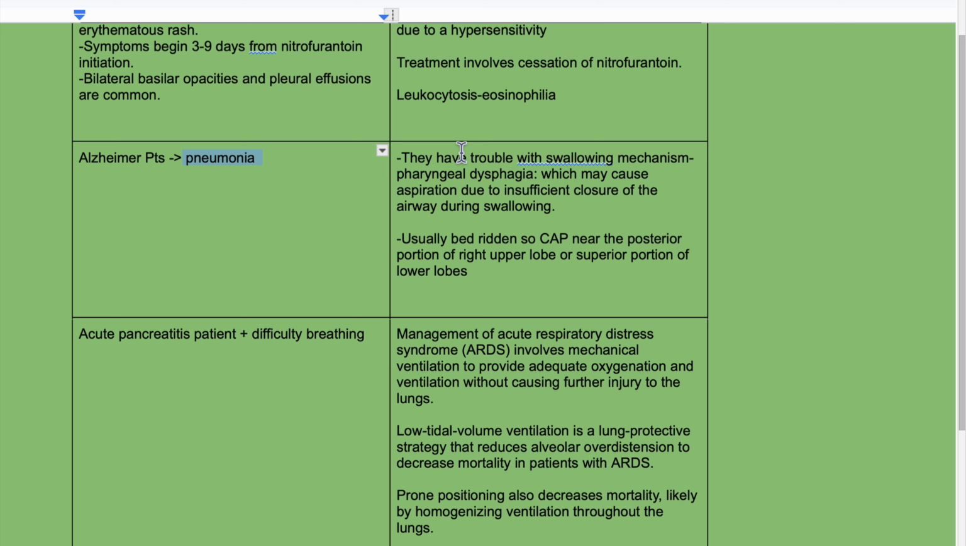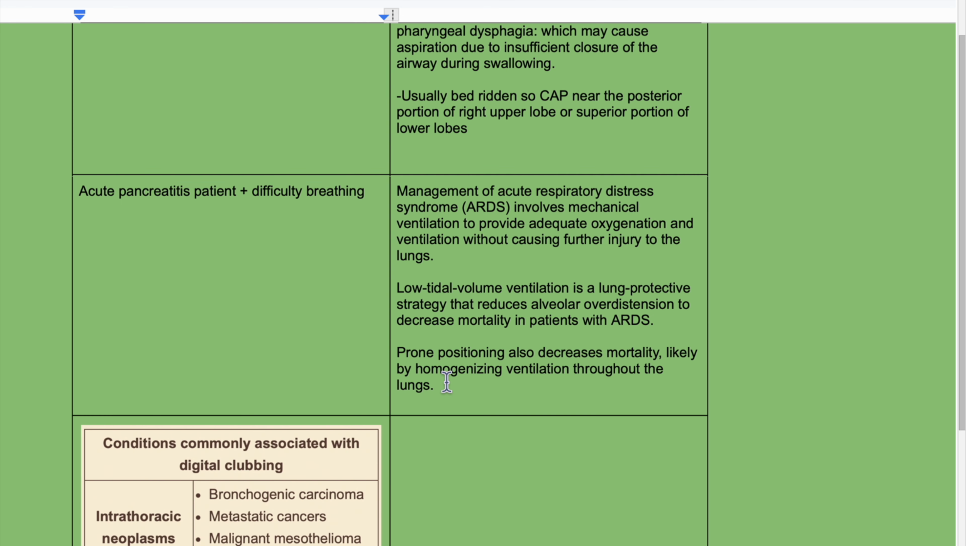Why? Because they have trouble with swallowing mechanism. Alzheimer's patients are prone to this. They have pharyngeal dysphagia, which may cause aspiration due to insufficient closure of the airway during swallowing. Usually they are bedridden, so CAP occurs near the posterior portion of the right upper lobe or the superior portion of the lower lobes.